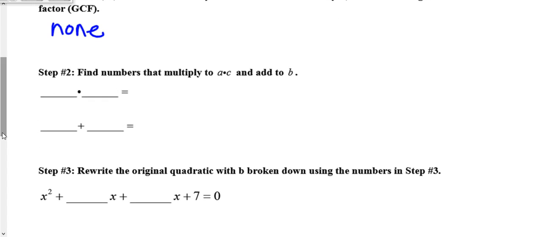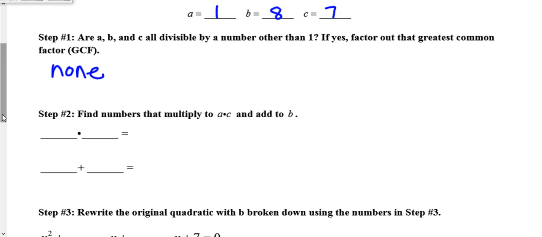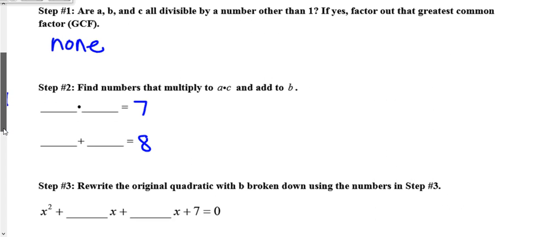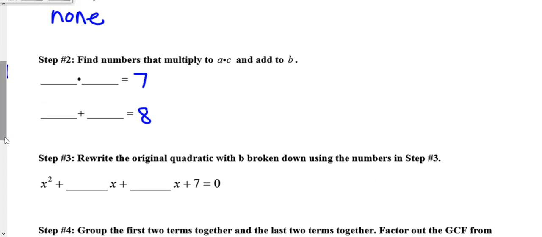So now what we're going to do is find numbers that multiply to A times C. So if we look back at A and C, A times C gives us 7. 1 times 7 is 7. And numbers that add to B, which is 8. So just pulling those numbers from A, B, and C. So if you think about this, two numbers that would multiply to 7 but also add to 8 would be 1 and 7. They meet both of those criteria. 1 times 7 is 7, 1 plus 7 is 8.